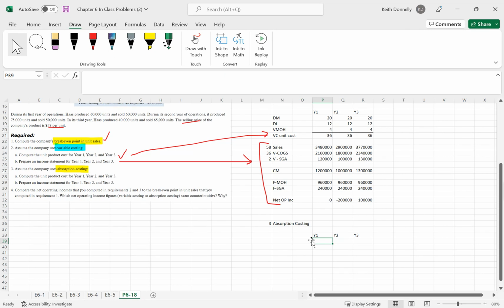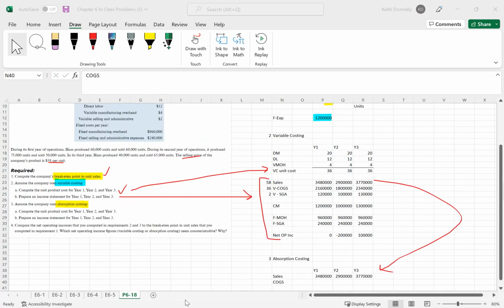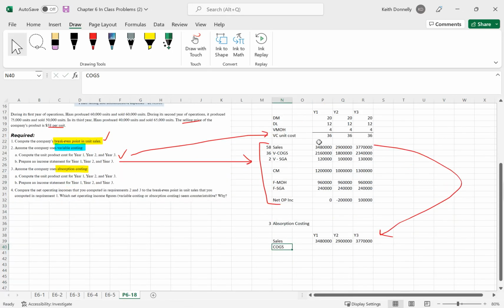So under the absorption costing income statement, we're going to start with our sales. Again, these are the same under both, so we can just copy those down from up here. The sales come down. Then we're going to back out our cost of goods sold. To get this, we're going to have to add on to this amount here.